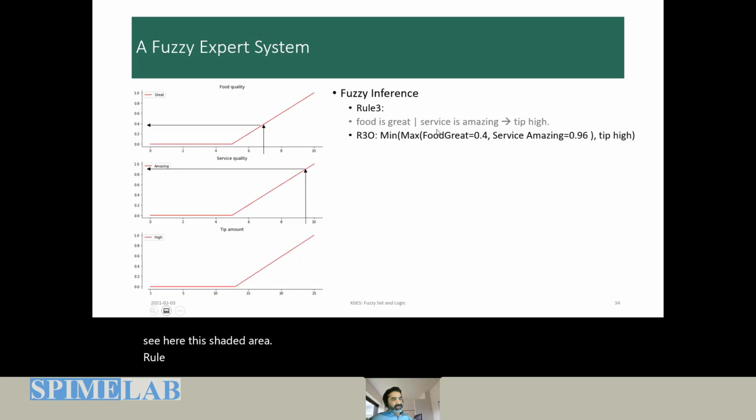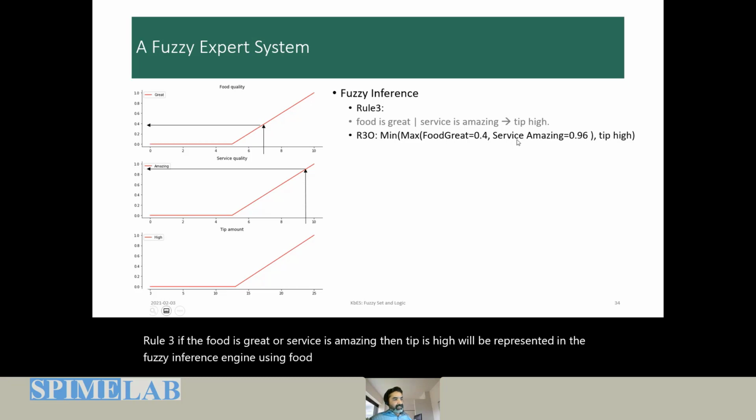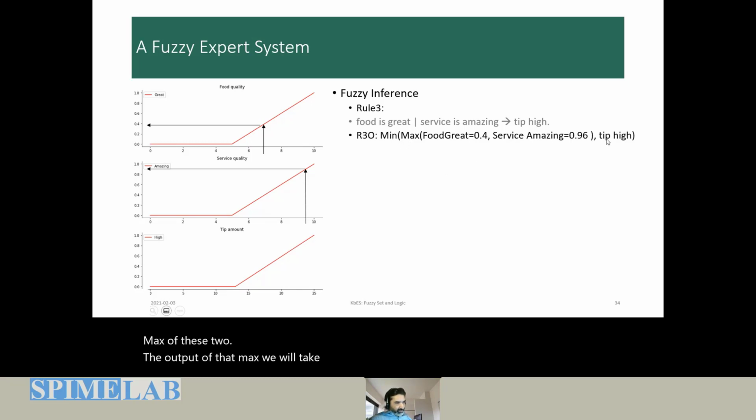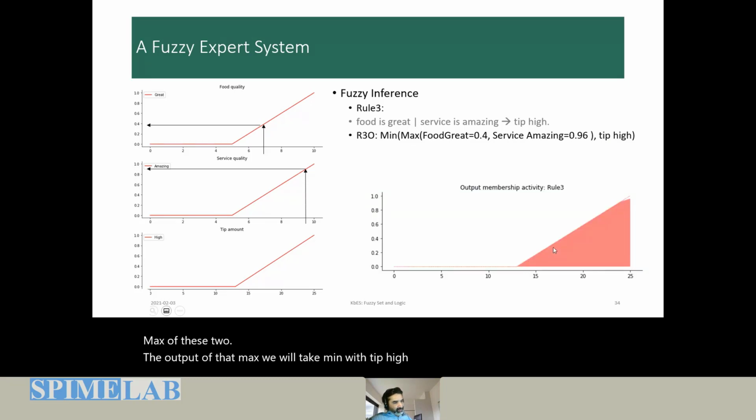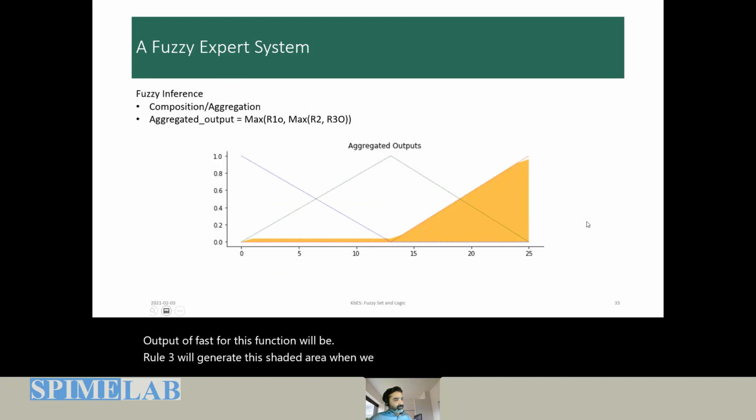Rule number 3, if the food is great or service is amazing, then tip is high, will be represented in the fuzzy inference engine using food great value 0.4 and service amazing value 0.96, and we will take the max of these two. The output of that max, we will take min with tip high. So rule number 3 will generate this shaded area. When we combine in composition, we combine all three aggregated outputs from rule number 1, 2, and 3. So this yellow area from all three rules will come out of the fuzzy inference engine.